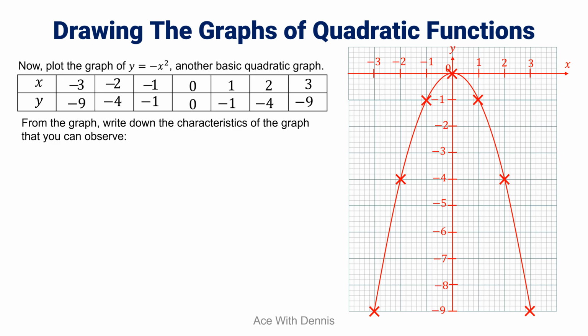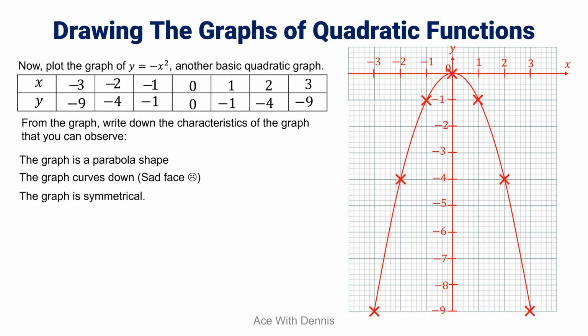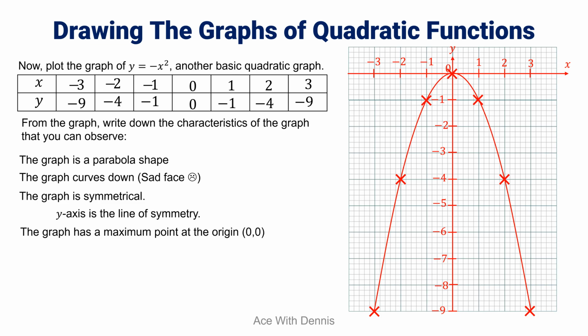So again, from the graph, write down the characteristics of the graph that you can observe. From here, we can see that the graph is a parabola shape, and the graph curves down, or we call it a sad face. It is also symmetrical, where the y-axis is the line of symmetry. And the graph has a maximum point at the origin, 0, 0, which is at this point.